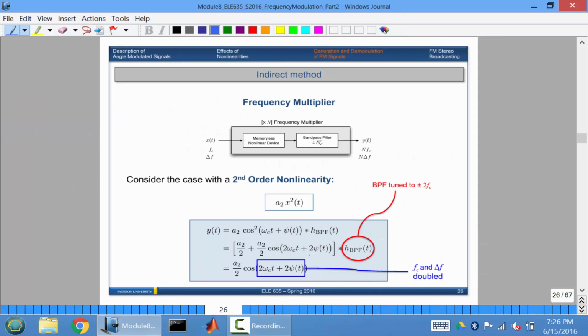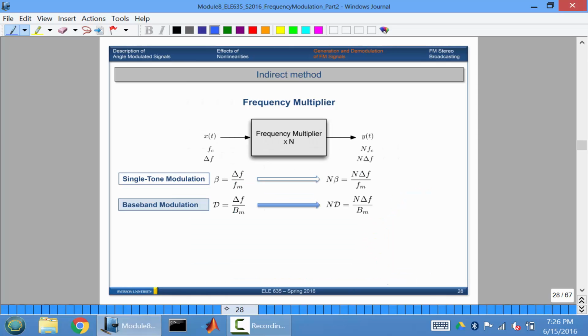Okay, so the point here is that the carrier frequency and the deviations double. All right. So that's the point I wanted to bring across. So let's go back to the previous page.